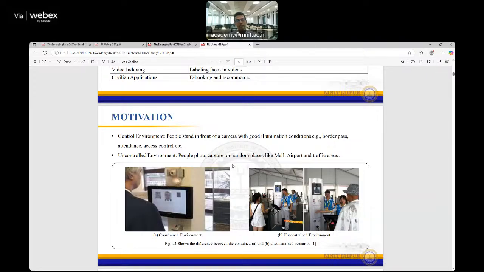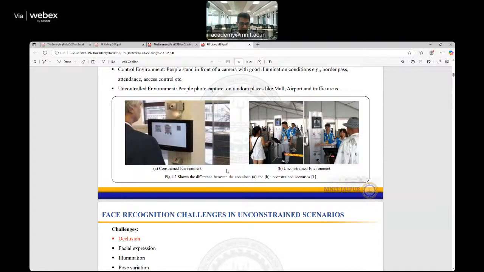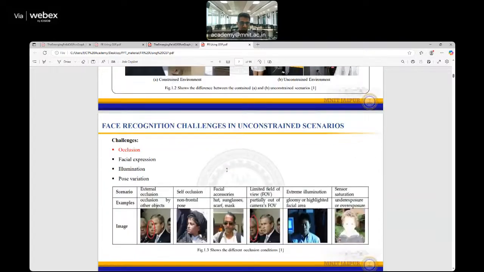But we also try to capture the photo, for example, in CCTV when we are recording, and we want to identify the person at random. So what are the challenges? As engineers, where do we face difficulty? The first difficulty is occlusion. What do we mean by occlusion? Occlusion means some part is not visible.